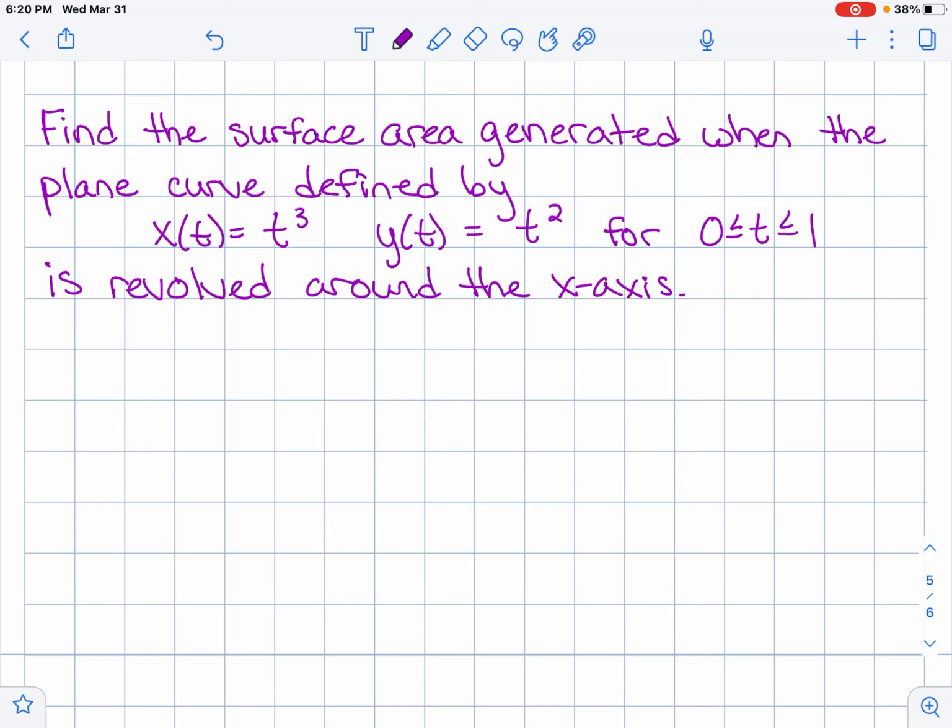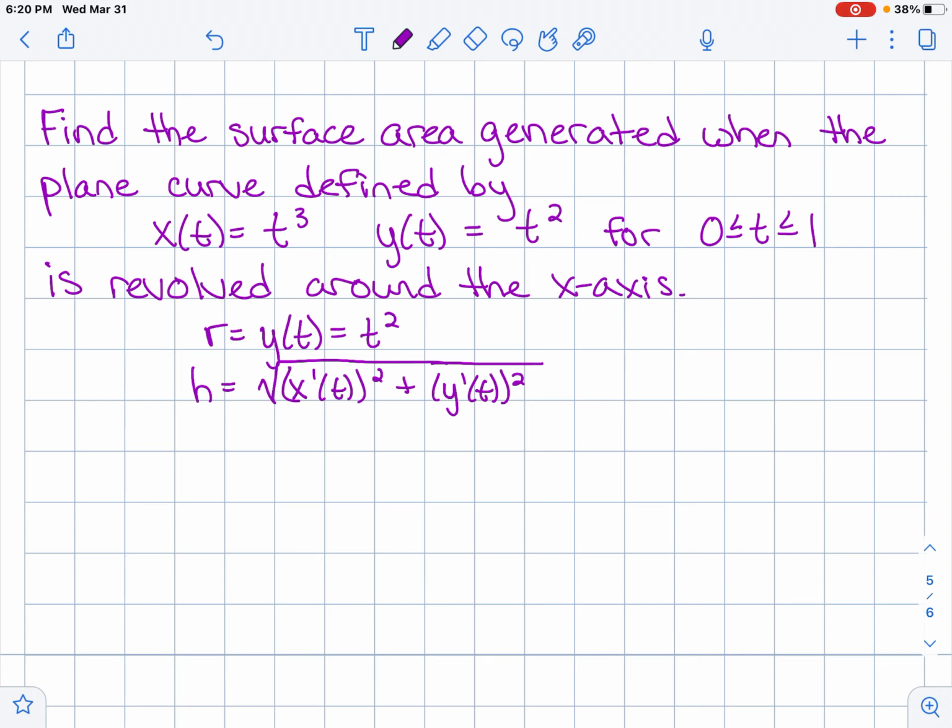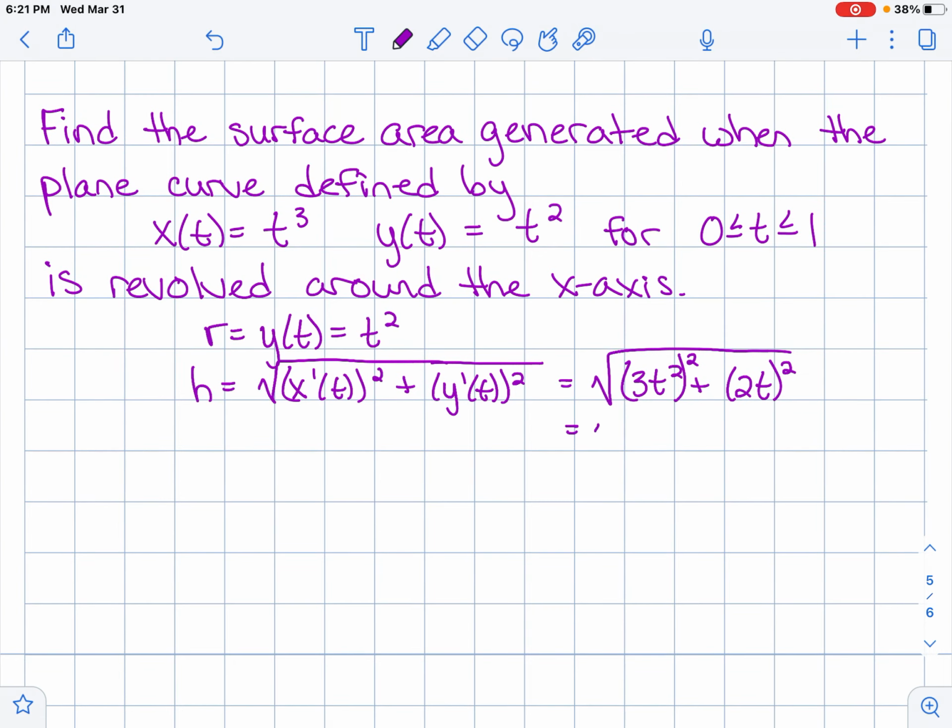Okay, so let's first of all find the radius. We're revolving this around the x-axis, so the radius is going to be vertical. The radius is going to be the y of t value in this case, and that's t squared. The height is the arc length. It's good to see it over and over. So the height is going to be the square root of x prime of t, which is 3t squared, squared, plus y prime of t, which is 2t, squared. If we simplify a little bit, that's 9t to the fourth plus 4t squared.